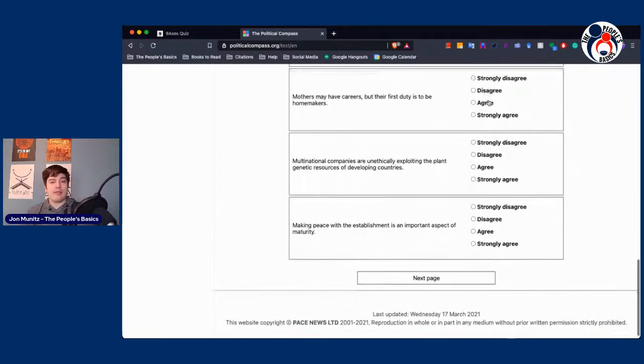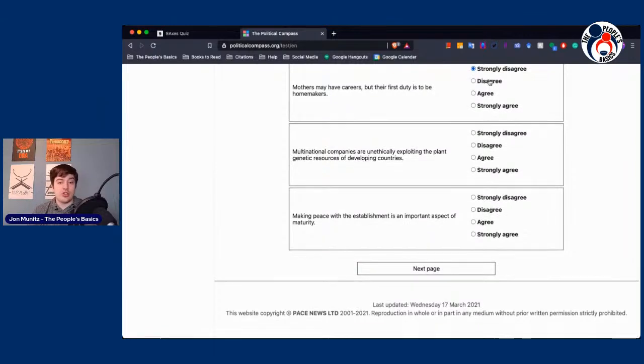Next, mothers may have careers, but their first duty is to be homemakers. Strongly disagree. This is all dependent on, frankly, the people involved. We are individuals first. One person who is a man might want to be more involved in that role. So should that be considered an unnatural occurrence? No, it should not be. So I strongly disagree there.